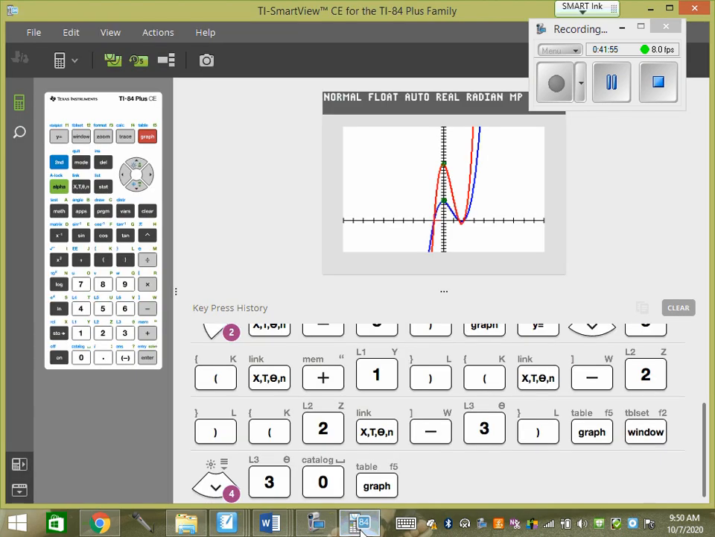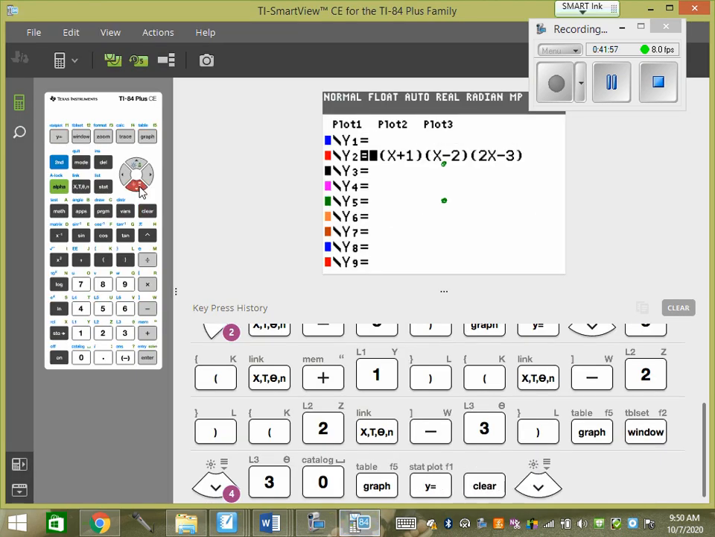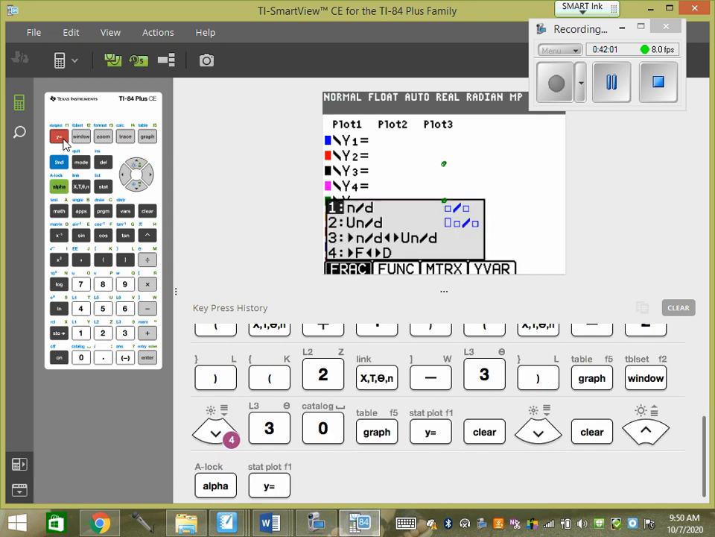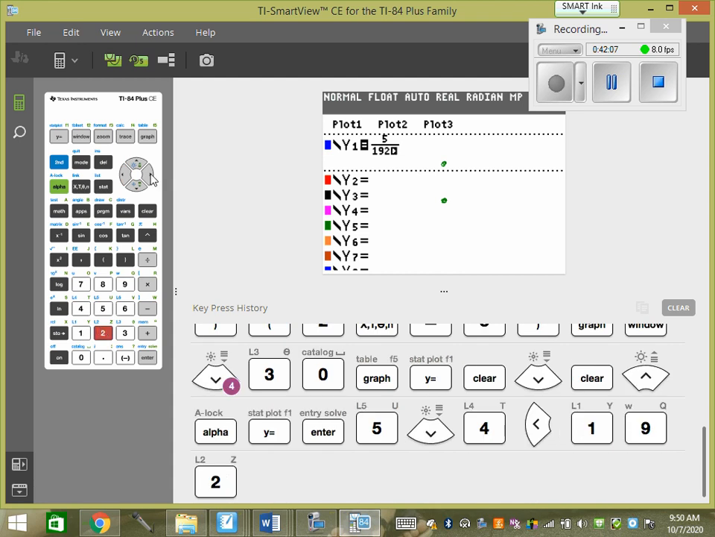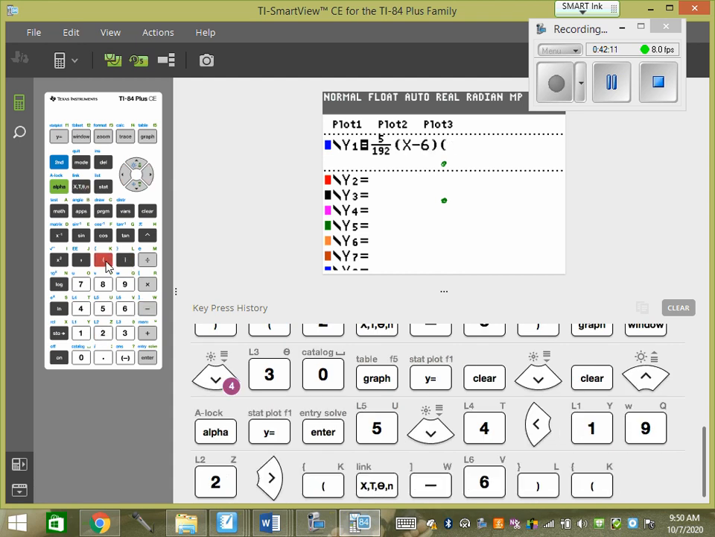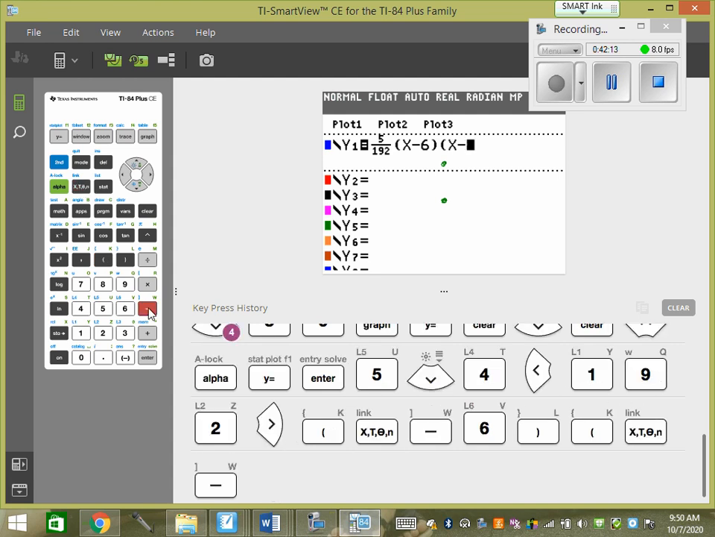You're going to help me here, because I don't remember what it was. 5 over 192. Let's see if you guys remember. Alpha y equals, enter. 5 over 192. And then it was x minus 6, x minus 2 squared, I think. And then x plus 6. So these pluses, these were pluses.